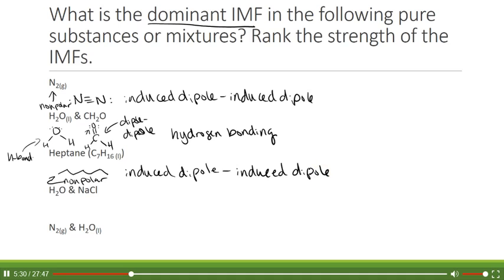Okay. Next, we have water and sodium chloride. Water, we already looked at, but it looks like this and has the ability to hydrogen bond. Sodium chloride looks like this. So we have ions, and put them together, we have ion-dipole. And now we have N2 and H2O. N2 we've already looked at, it's a nonpolar substance. H2O looks like this. So our option here is dipole, induced dipole.